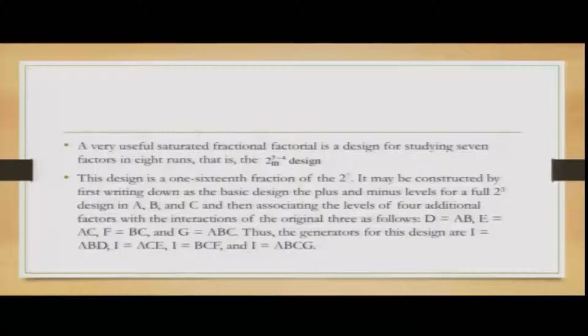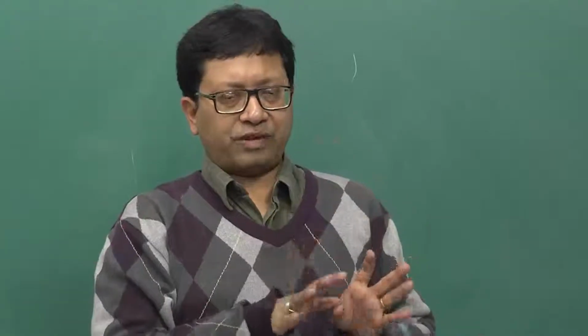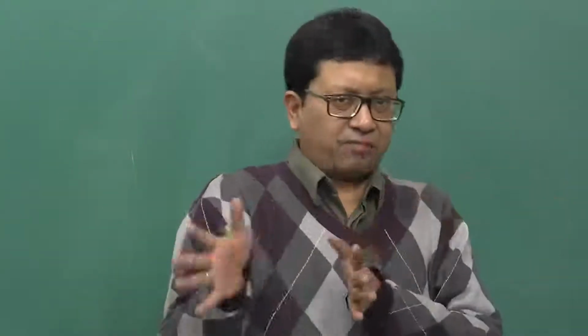So, here you are considering 3. Again, I will repeat. D is a b, E is a c, F is b c, and G is the combination of 3. Thus, the generators for the design are a b d, a c e, b c f, and a b c g, depending on the combined effect which you are taking. Now, as usual, first we define the factors, define the combinations, define the overall effect, and then draw the table. So, this is the general plan which we are following.